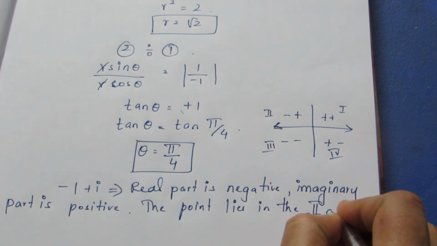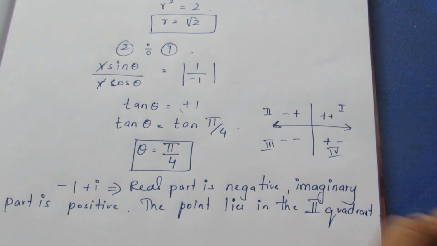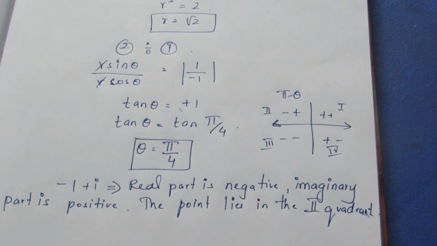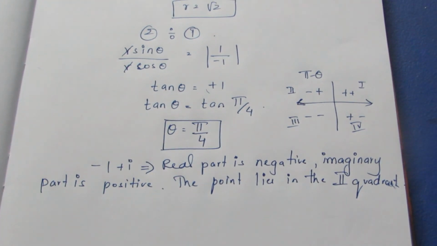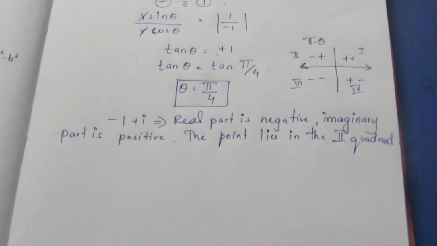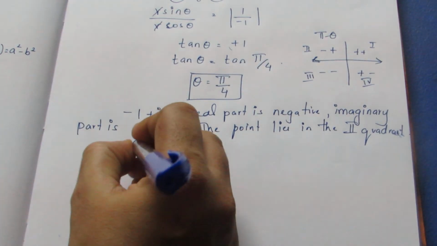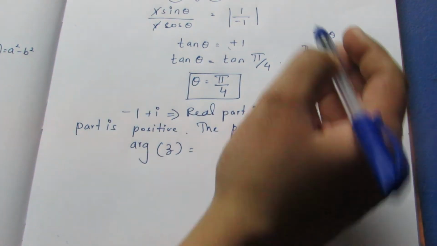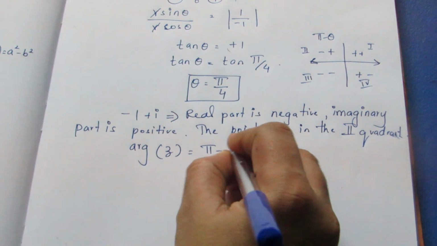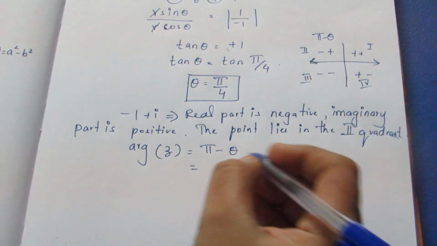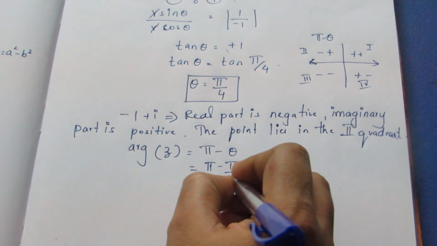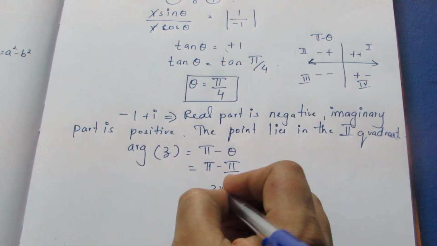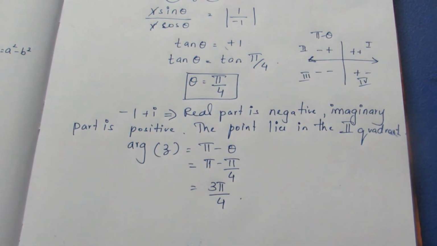Therefore, the point lies in the second quadrant. In the second quadrant, the formula is pi minus theta. So we can substitute the theta value to find the argument z. We need to find argument z. For that, since it is in the second quadrant, I need to take the formula pi minus theta. The theta value here is pi by 4. So pi minus pi by 4, if I solve this, 4 minus 1 is 3. So 3 pi by 4 is your argument z.